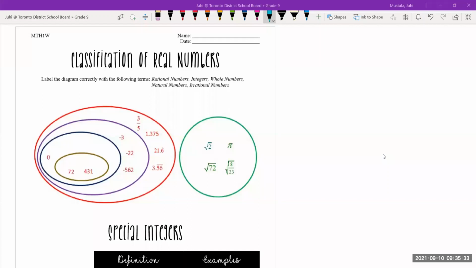Okay, so this is a pretty quick activity. What did you guys get for the little green circle? What do you think belongs in the green circle? Farabi? Did you say irrational? Yep, you're absolutely right. Can you tell me why you chose irrational to be here?